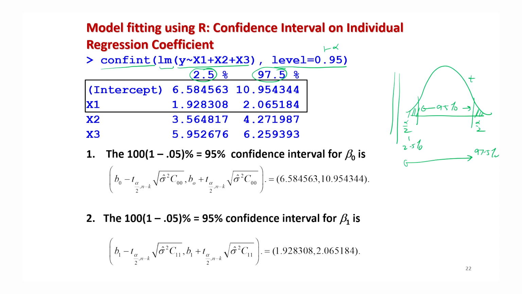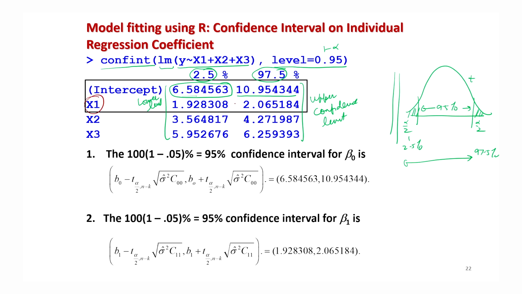Now, for the intercept term beta 0, the lower confidence limit is 6.584563. Actually, this column is giving the values of the lower confidence limit, and this column is giving the values of the upper confidence limit, right. So, the first row says that the lower confidence limit of the intercept term is 6.58 and the upper limit is 10.954344, right.